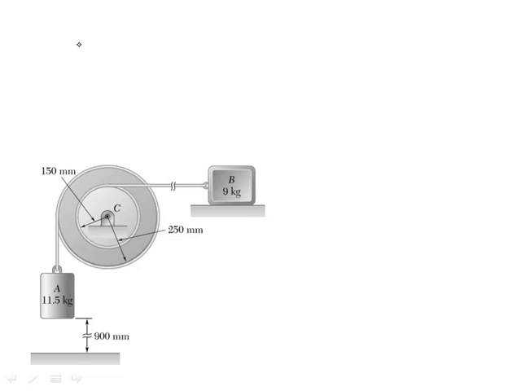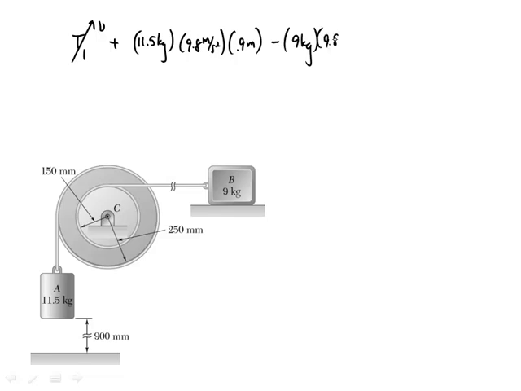So work and energy tells me the initial kinetic energy, T1, which is equal to 0, plus the work done by these two forces. That's going to be 11.5 kilograms, times 9.8 meters per second squared, times 0.9 meters, that's the work done by gravity, minus 9 kilograms, times 9.8 meters per second squared, that's the normal force, times 0.25, that's the coefficient of kinetic friction, times delta x.